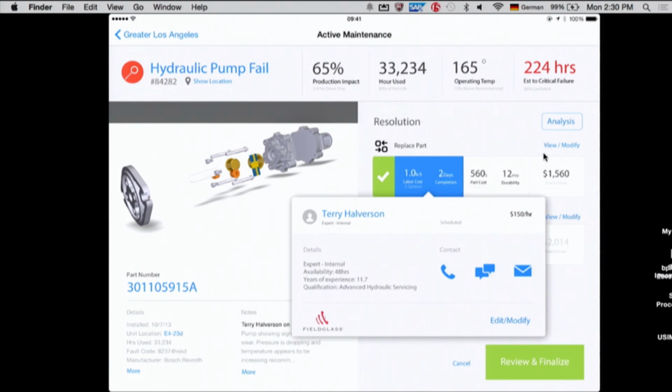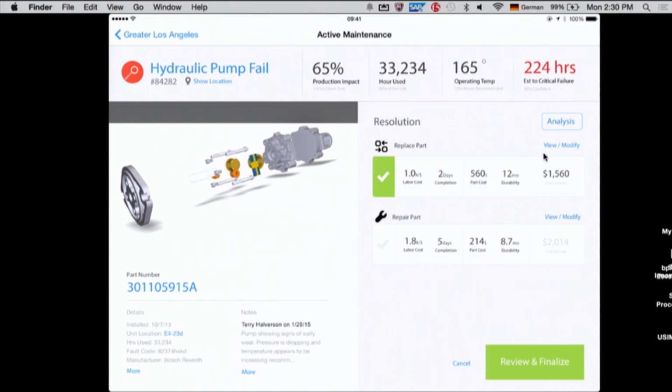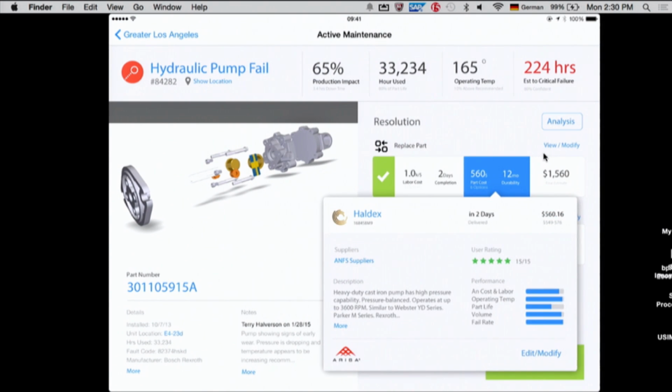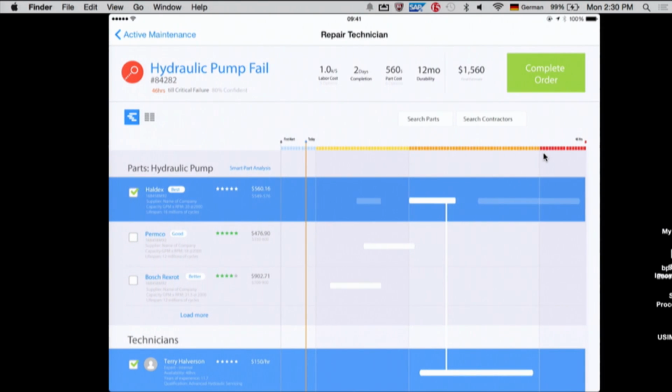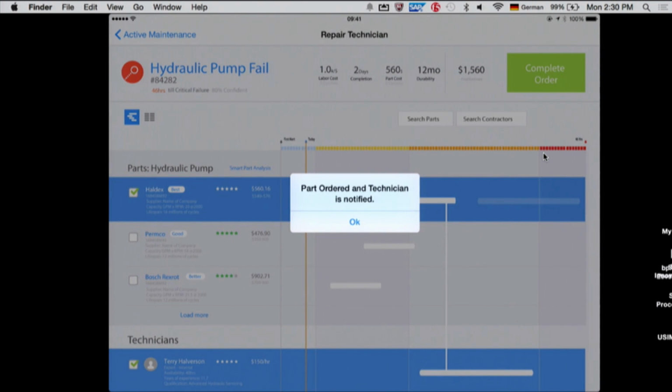So Terry Halverson is the pipeline maintenance engineer who could do this job, and the system is saying the part could be ordered via a business network, the Ariba business network, from ANFS suppliers. And this is going to be the total cost. So he can review and finalize these recommendations. He looks at it, this is how much it's going to cost me, and he can complete an audit.